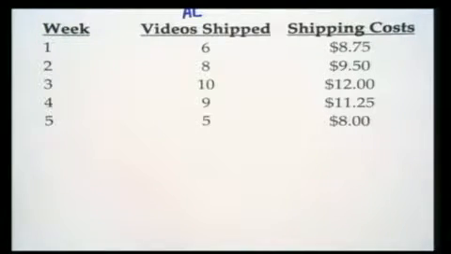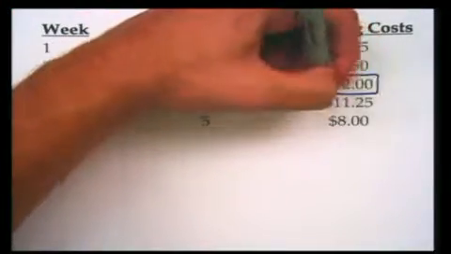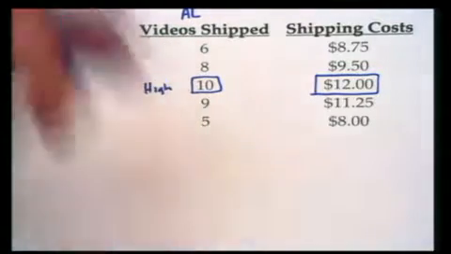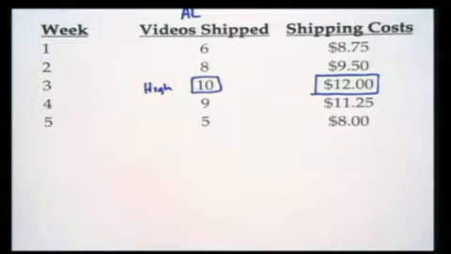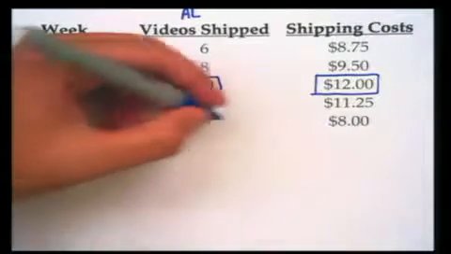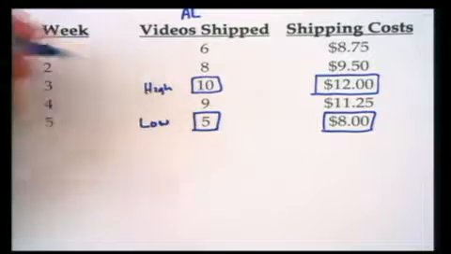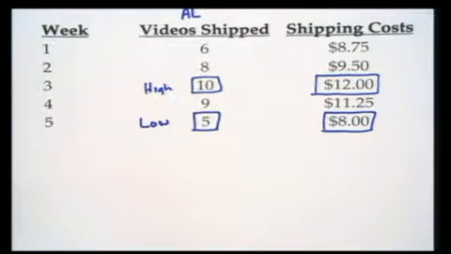So what is the highest activity level? Good. The highest activity level occurs in week 3. So here's the activity level, here's the cost. So here's the high point. What else do we find? Good, the low point. How do you get the low point? Yeah, find the smallest one. Good. So using activity level, here we go. There's the lowest point. High point, low point. Good? All right, not too bad.